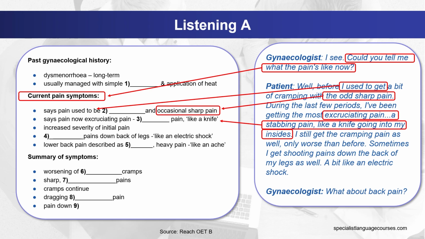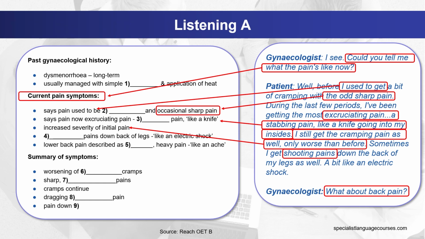Excruciating is then used to signal a stabbing pain, like a knife going into my insides. The next piece of information does not have a gap to be completed, but it is important information which will guide us to the next answer. This is paraphrased with, I still get the cramping pain as well, only worse than before, and then talks directly about the shooting pains. The gynecologist's next question then tells us that the answer to the final part is coming up. Let's take a listen to this extract now.